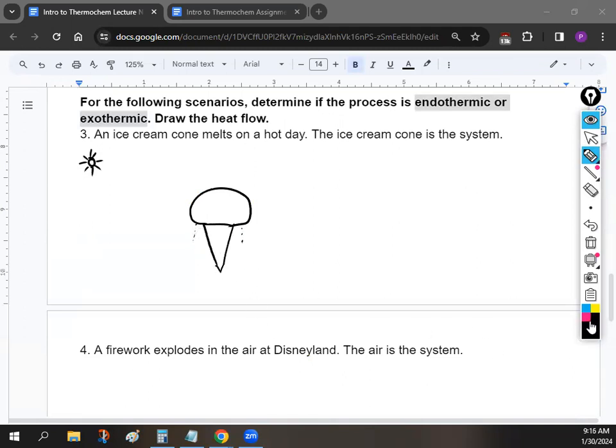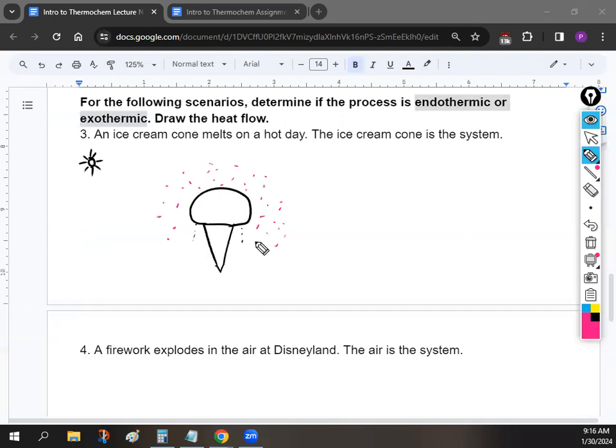Melting. All right, so what is the ice cream cone in contact with? The air, right? So we're going to draw some air molecules around it again. And it's a hot day. Okay, so let's determine the heat flow.